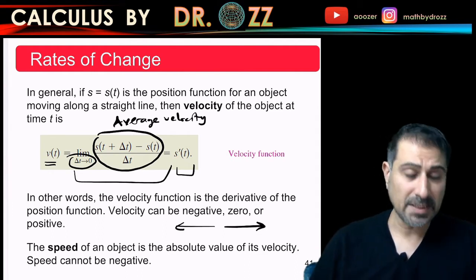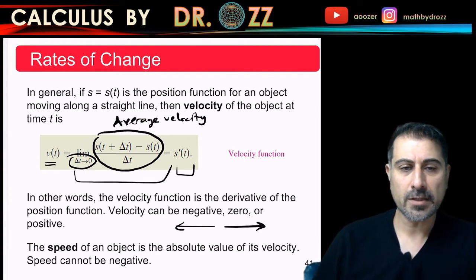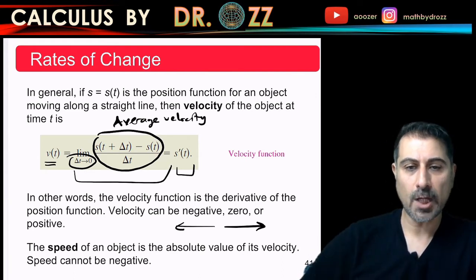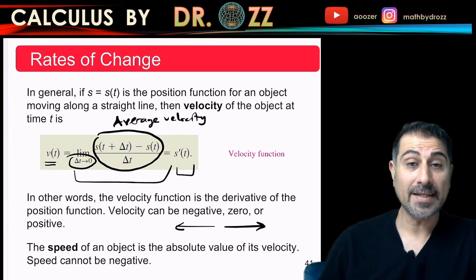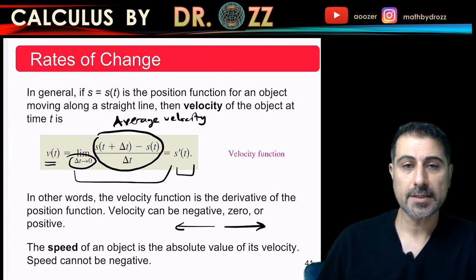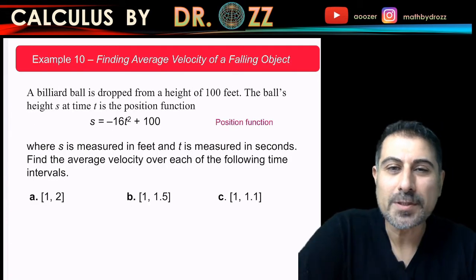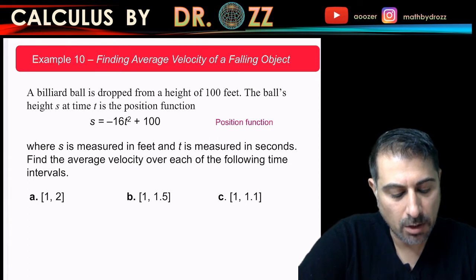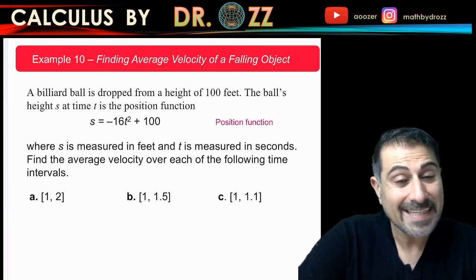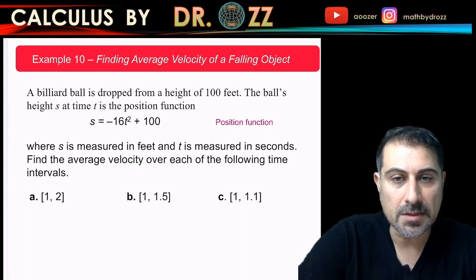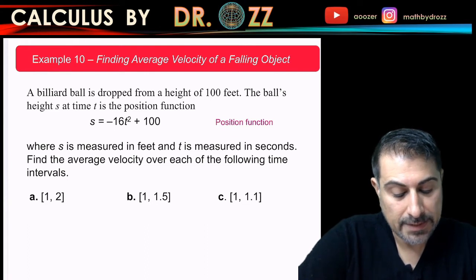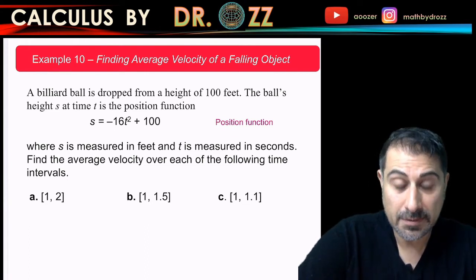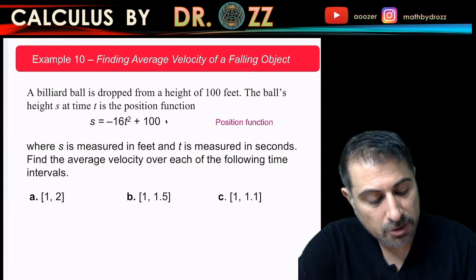Okay, but speed cannot be negative, so we generally take the absolute value of the velocity to find the speed of an object. We have a quick application of finding average velocity of a falling object. Let's say we have a billiard ball dropped from a height of 100 feet. The ball's height, s at time t, is given by the position function.